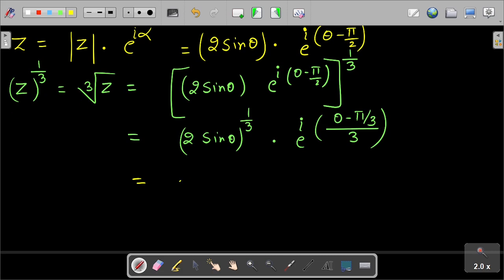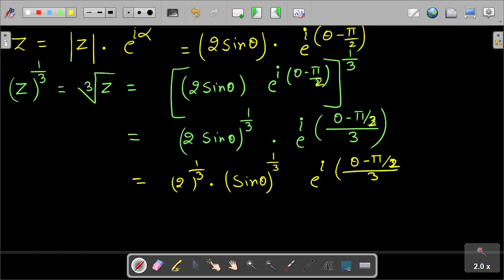So this will be 2 raised to power 1 by 3 sine theta raised to power 1 by 3, and this will be e raised to power i theta minus pi by 2 upon 3. Sorry, why pi by 3? Basically, this was pi by 2. Sorry, it's my bad, pi by 2 upon 3. This, right? So this is cube root of z.